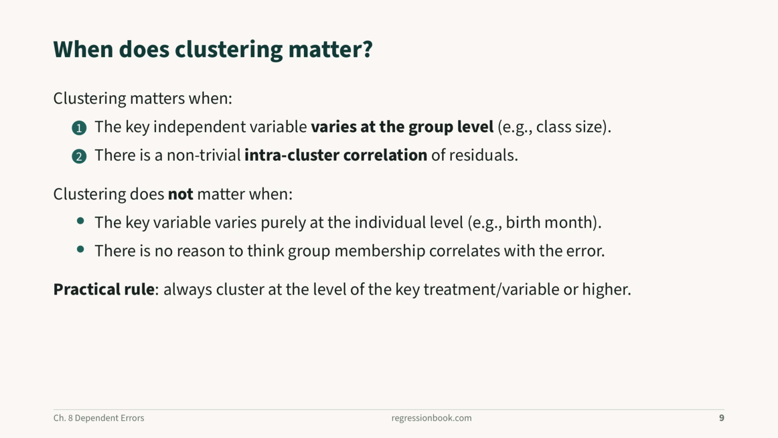When does clustering actually matter? Two conditions together. The key variable varies at the group level, like class size, and residuals correlate within groups. It matters little when the key variable varies purely at the individual level, like birth month, with no group-level confound. The practical rule to memorize: always cluster at the level of the key treatment or variable, or higher.